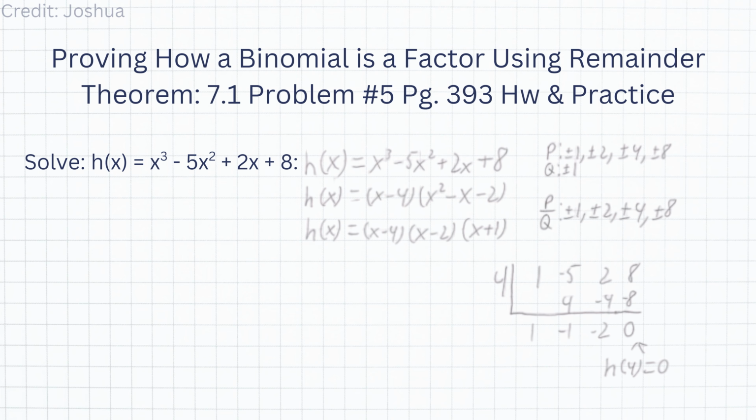Solve h of x equals x cubed minus 5x squared plus 2x plus 8. So the first step will be to factor it out. We get h of x equals x minus 4 times x minus 2 times x plus 1. And we want to use the rational root theorem, so we will need to find p over q. The values of p over q would be plus or minus 1, plus or minus 2, plus or minus 4, and plus or minus 8. So we decided to try 4, and as you can see, it ended up resulting in a 0, meaning that x minus 4 is a factor of h of x, because while using synthetic substitution to divide x minus 4 from h of x, it shows that h of 4 is equal to 0. Therefore, x minus 4 is a factor of h of x.